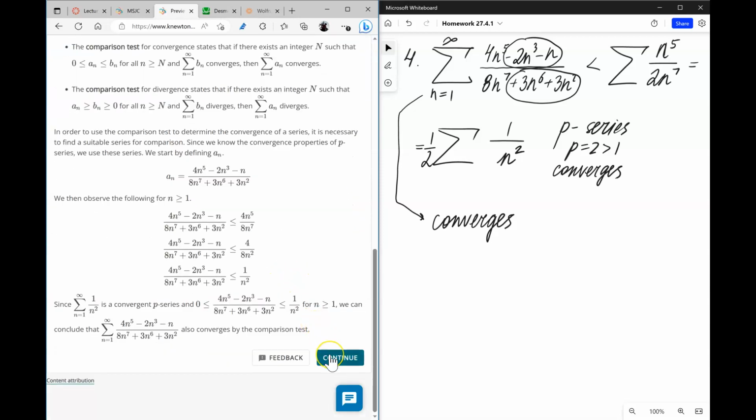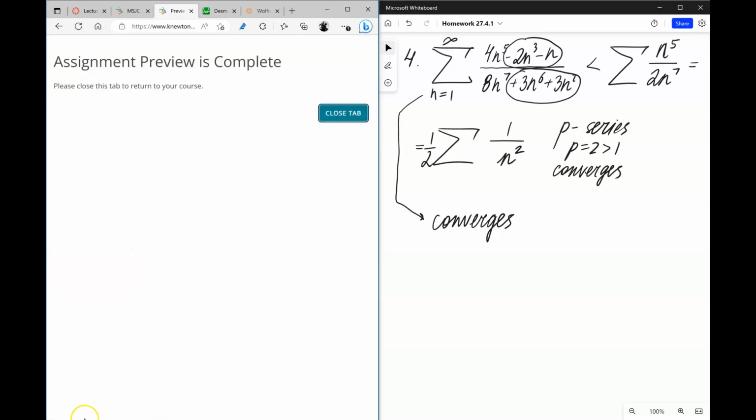And this was the last problem on the homework. If you have any questions, feel free to reach out.